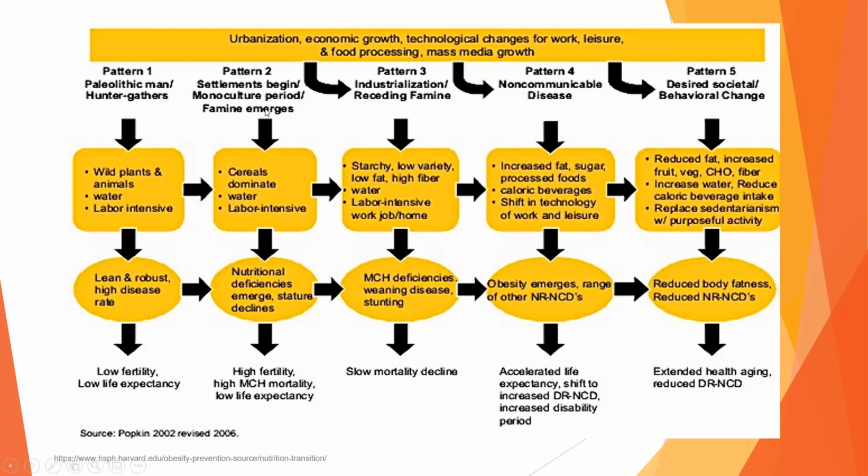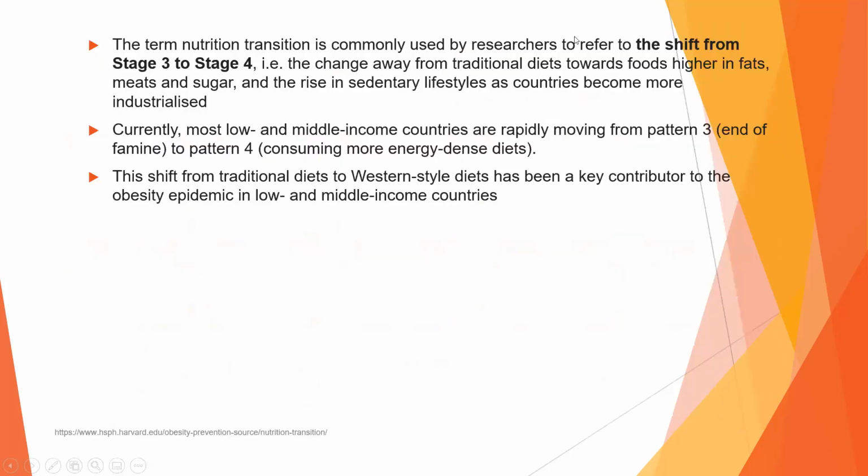Settlement begins with non culture period. The third was industrialization, the fourth was non communicable disease, and the fifth was desired societal behavioral change. The term nutrition transition is commonly used by researchers, and it is actually a shift from stage 3 to stage 4, meaning that change away from traditional diets towards foods higher in fats, meats, and sugars, and the rise in sedentary lifestyles as countries become more industrialized.